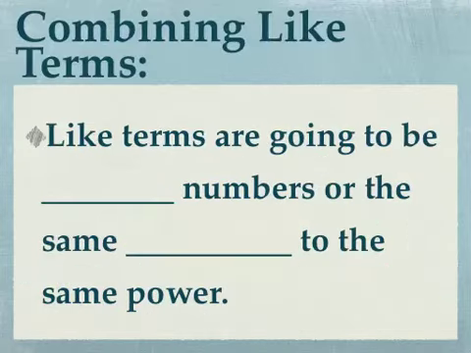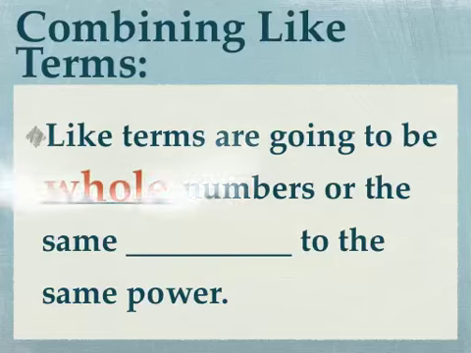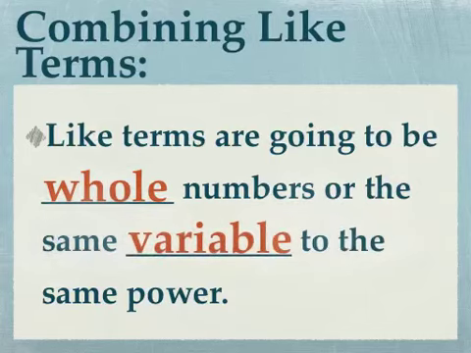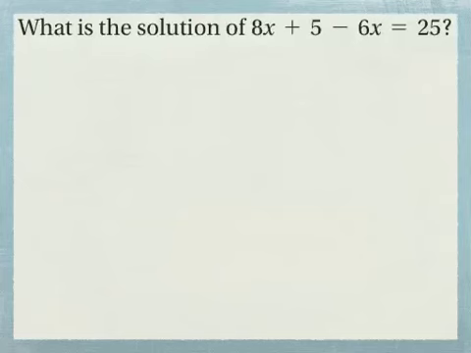Combining like terms. Like terms are going to be all whole numbers or the same variable to the same power. So if you have an x and an x, those would be like terms. But if you had an x and an x squared, those are not like terms. You could not combine them. An example of combining like terms says, what is the solution of 8x plus 5 minus 6x equals 25?